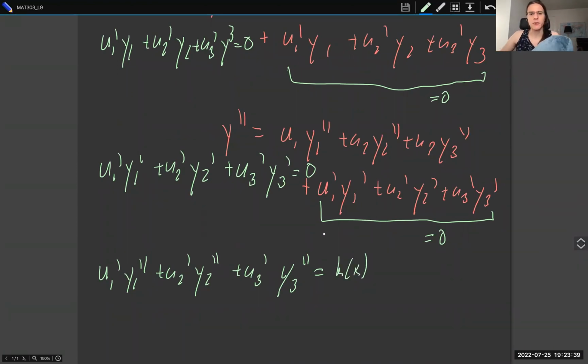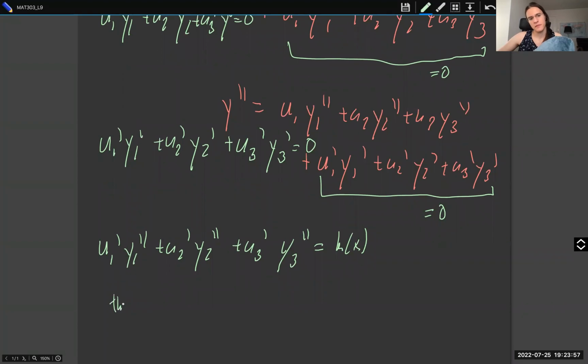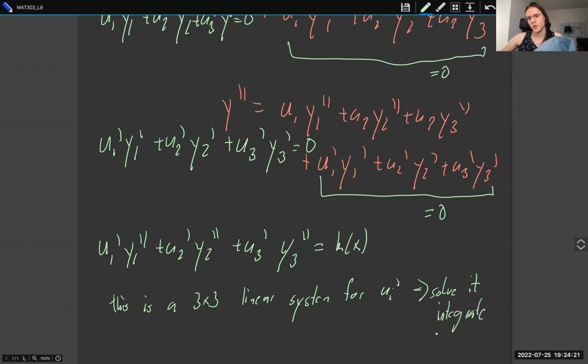And this is going to happen for the same reason as before. So we're going to calculate the third derivative. It's going to give us both terms again. The one term is going to be this, and then the other terms are going to rearrange to 0 plus 0 plus 0, and that should equal k. So what happens is now you have a 3x3 linear system for u sub i prime. And so you solve it because we know how to solve 3x3 linear systems, and then you integrate to get u.